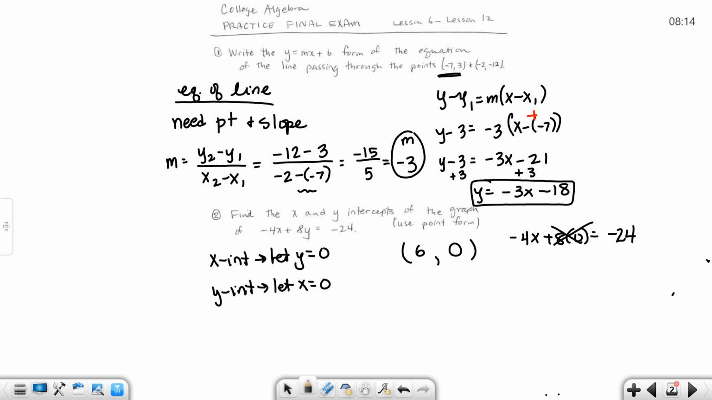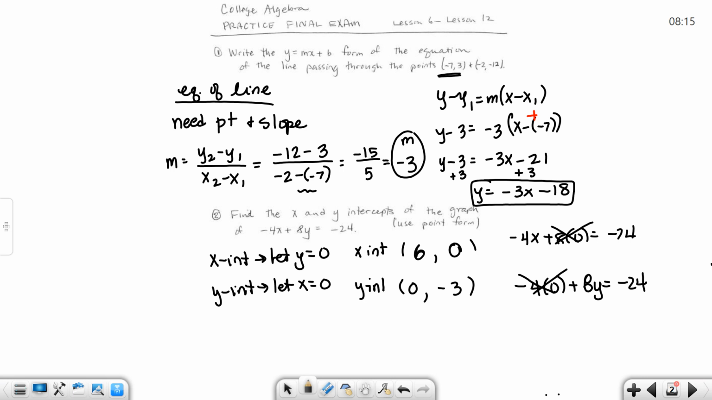For the y-intercept, we let x be 0. Sorry, I didn't mean to erase that. For the y-intercept, we let x be 0. So when we go to the equation and plug 0 in for x, that part zeroes out. And to get y by itself, divide both sides by 8. And so y is negative 3. So this is the x-intercept.